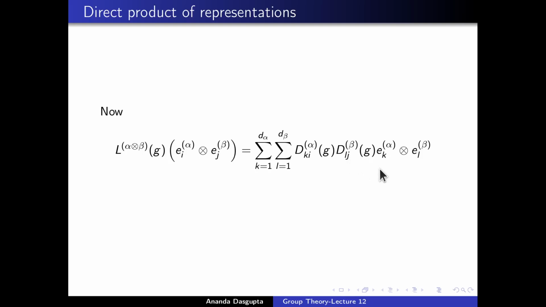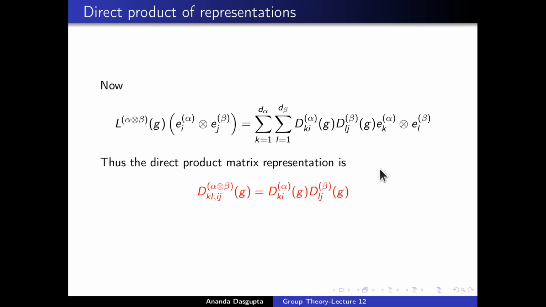Thus, the direct product matrix representation turns out to be: the kl, ij element of D^α×β(G) is D_ki^α(G) times D_lj^β(G). So basically you multiply the elements of the two matrices to find the corresponding matrix element for the direct product.